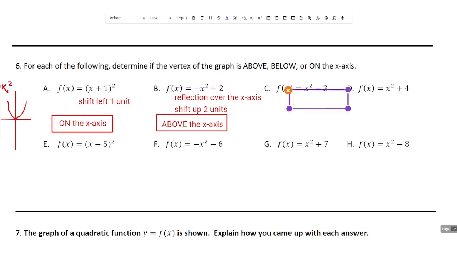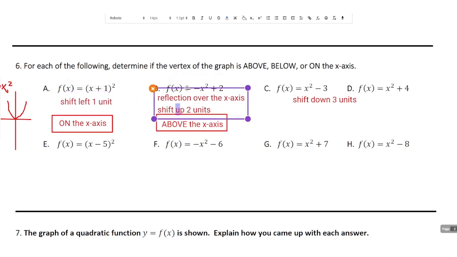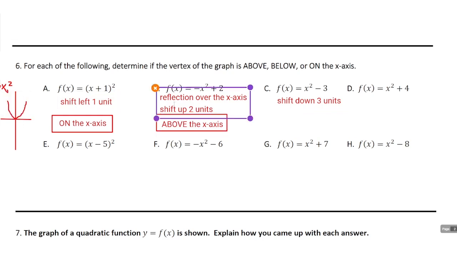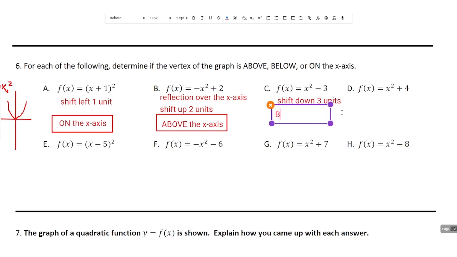Letter C has just 1 transformation. It's a shift down 3 units. Okay, shift down 3 units. Let's move this over so we have a little bit more space here. If you see this graph over here, if I were to shift this down 3 units, the vertex, instead of being right at the origin, would be down here. So hopefully you can see why the vertex would be, in this case, below the x-axis.